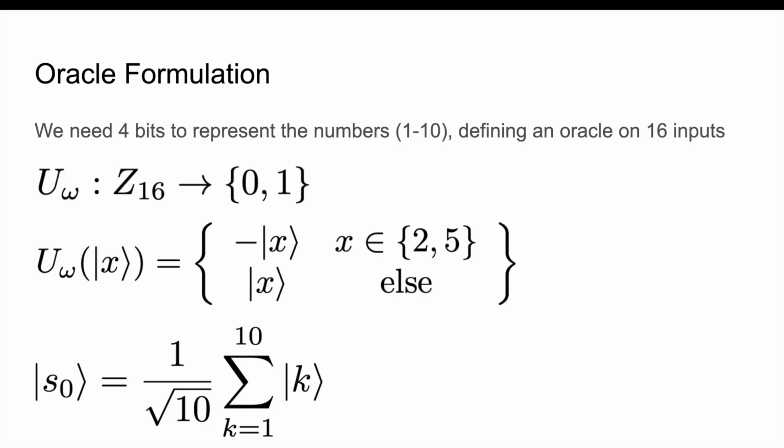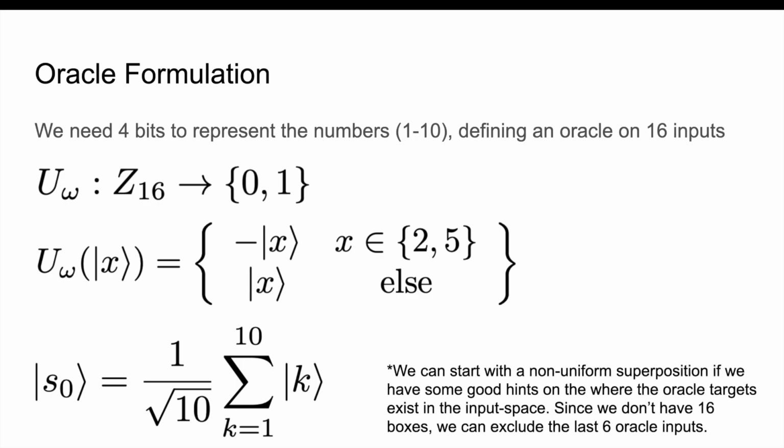These correspond to our 10 boxes of interest that we are searching. We can toss away the last 6 integers in Z16, as our oracle function guarantees that they do not correspond to boxes containing the green ball. This brings us to a point about amplitude amplification and Grover's algorithm.